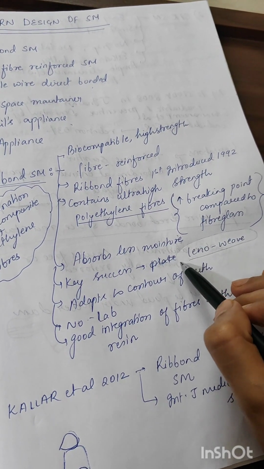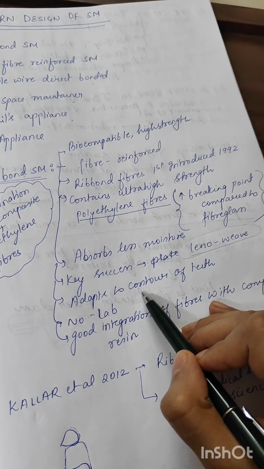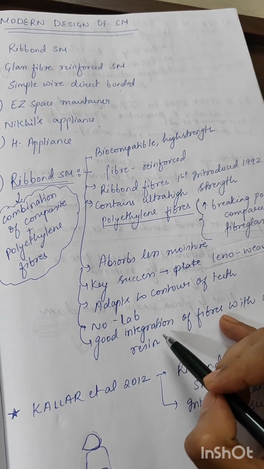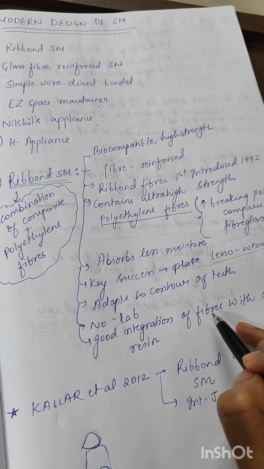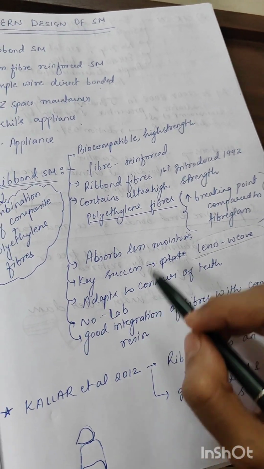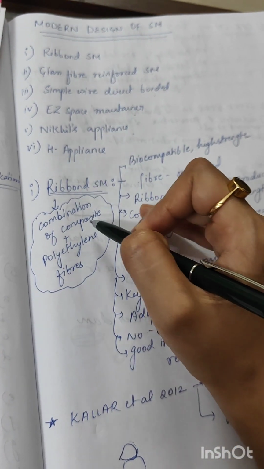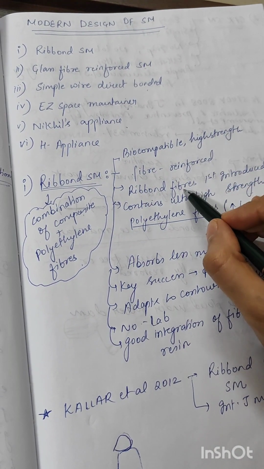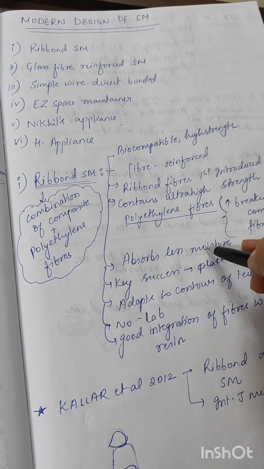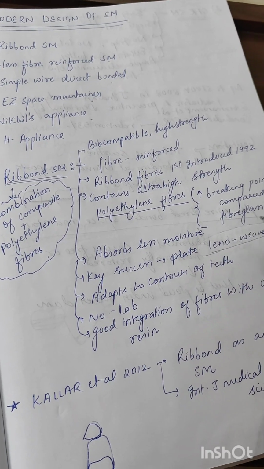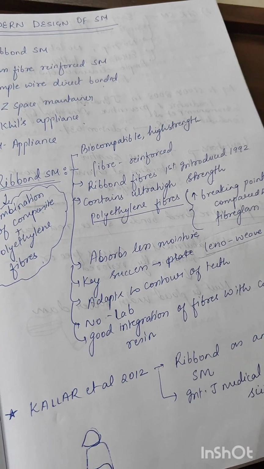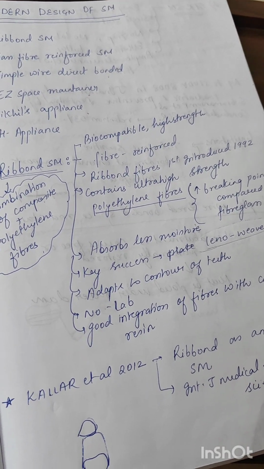Key success is due to leno weave, and also it can adapt to the contour of the teeth. No lab work is needed. It has good integration of fibers with the composite resin. Again, ribbon space maintainer: composite plus polyethylene fibers, biocompatible, fiber reinforced, very high strength, absorbs less moisture. Key success is due to leno weave. Adapts well to the contour of the teeth, no lab work, good retention of fibers with composite resin.